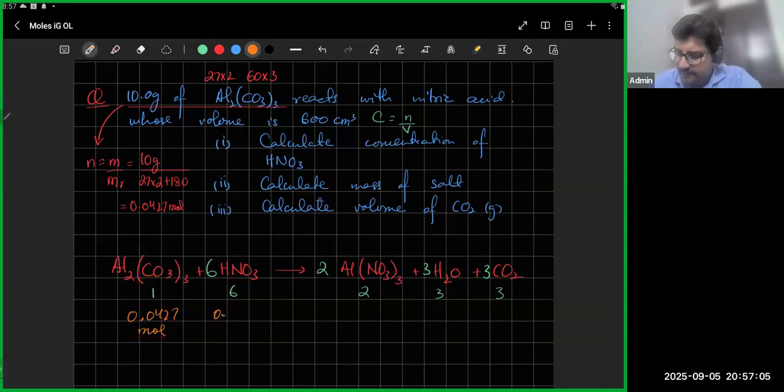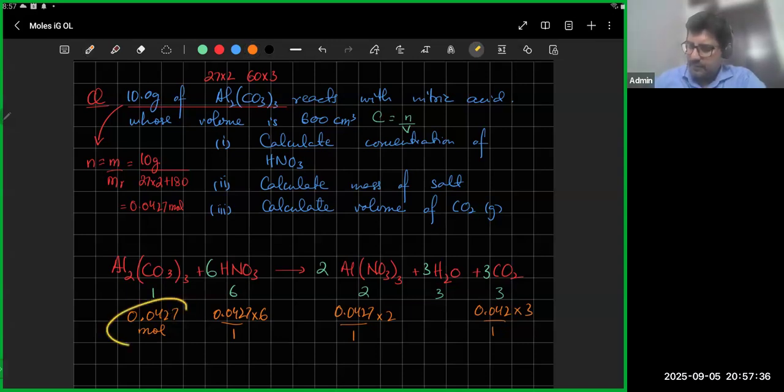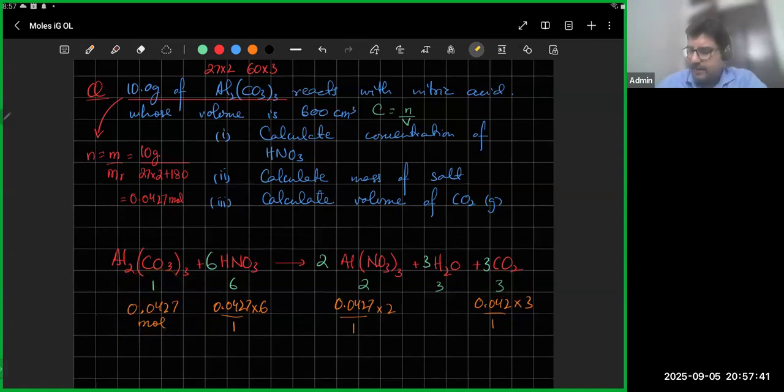So 0.0427 divided by 1 times 6. So this one would be 0.0427 divided by 1 times 2. This would be, बल्कि इसको छोड़ ही देते हैं because we don't need water moles. This one would be 0.0427 divided by 1 times 3.